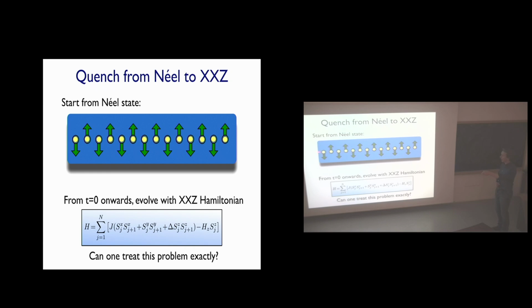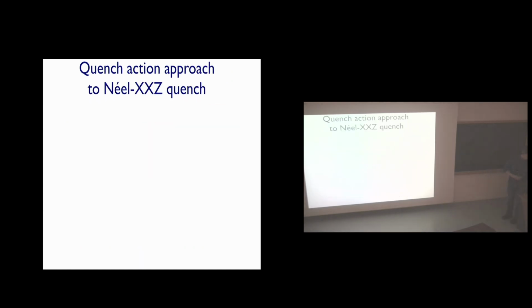So I expect this antiferromagnetic order to slowly disappear, because the Hamiltonian, these first two terms here, provide me with exchange mechanisms smearing out the order that I've got here. Okay, so that's the idea. So can we treat that exactly? Well, I wouldn't be talking about it if we couldn't.